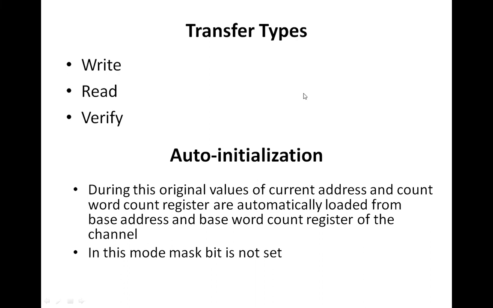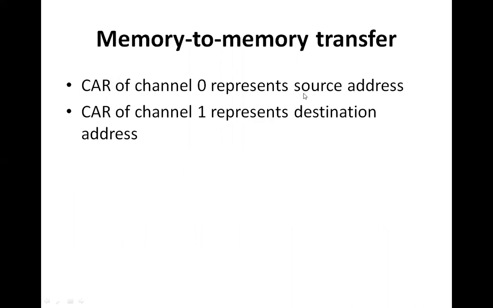Now the next one is the memory to memory transfer. How does the memory to memory transfer take place with the help of the DMA controller? Memory to memory means there will be a source memory and there will be a destination memory. So the content of the source memory has to be copied into the destination memory. To perform such a block transfer from one memory space to another memory space, we want less effort as well as less time.